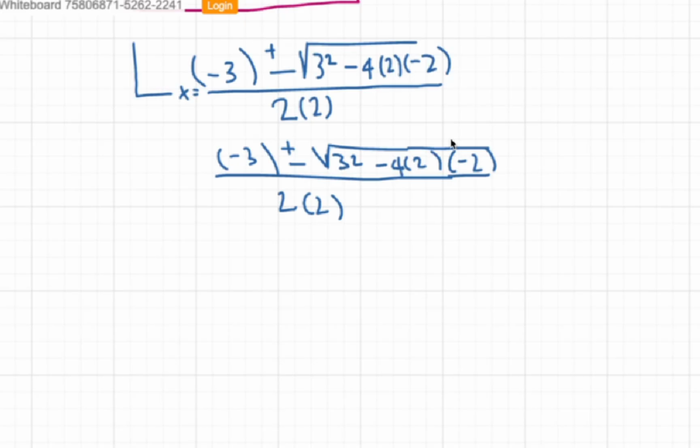So we know that 3 squared is 9. We know that negative 4 times 2 is equal to negative 8. And negative 8 times negative 2 is equal to 16, because a negative times a negative is equal to a positive. So 3 squared is 9, and negative 4 times 2 times negative 2 is equal to 16. Now at the bottom, we can just do 2a. In this case, a is 2, so 2 times 2 equals 4.